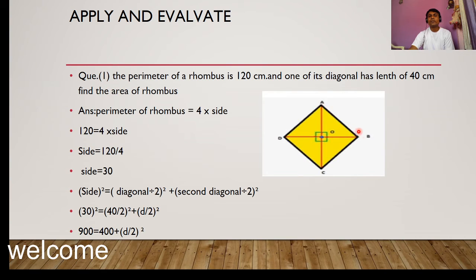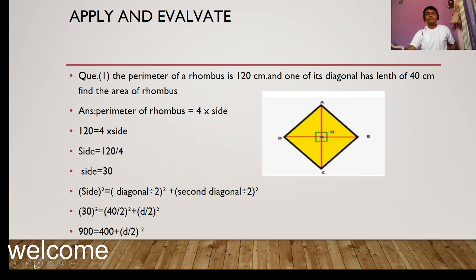In this right angle triangle, AB square equals AO square plus BO square. The length of one of the diagonals is 40. If I take half of it, diagonal by 2, D by 2, these two segments are equal. So side square equals half of the first diagonal square plus half of the second diagonal square. That's why 30 square equals 40 by 2 square plus D by 2 square, where D is the second diagonal.